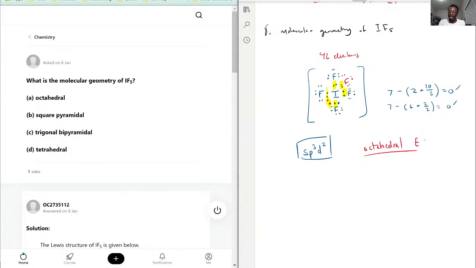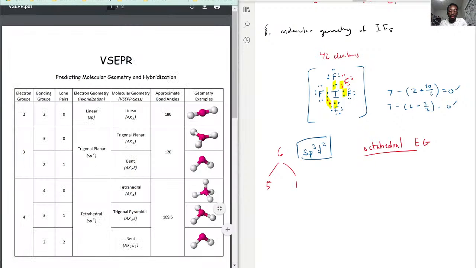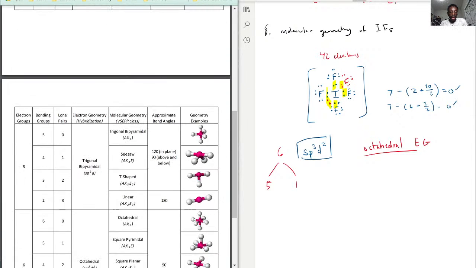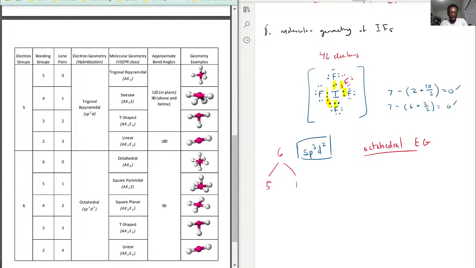But this is the electron geometry. So if you picked A, that would be wrong. We need to then see what type of things are attached to it. We said it's 6 in general, but now what type? You have to split it into how many bonds, which is 5 bonds, and how many lone pairs, which is 1. Using this information, we can find its molecular geometry. I do not have this memorized, but it's important that you do if the course asks you to. If you look at VSEPR theory, when it's 6, 5, and 1, it looks like this. Square pyramidal is what it's called.